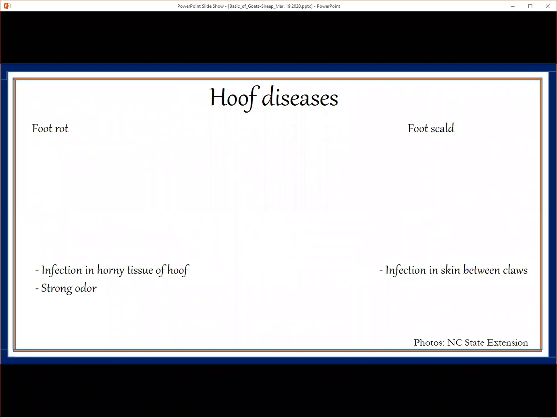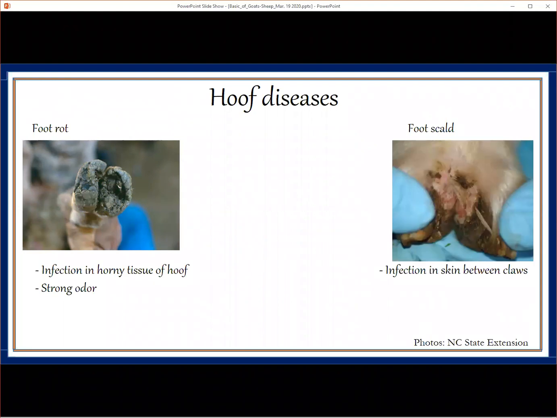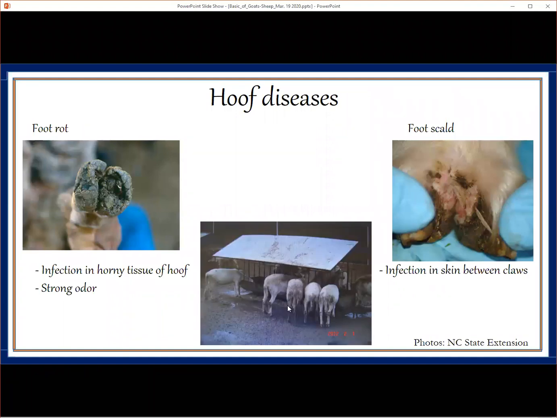If you don't trim these hooves, what is going to happen? You might get foot rot. Now that looks gross, and that is very uncomfortable for the animal when it's walking. Or you could get a foot scald, which is an infection that happens between the claws of the hooves. Now you don't want either of those.